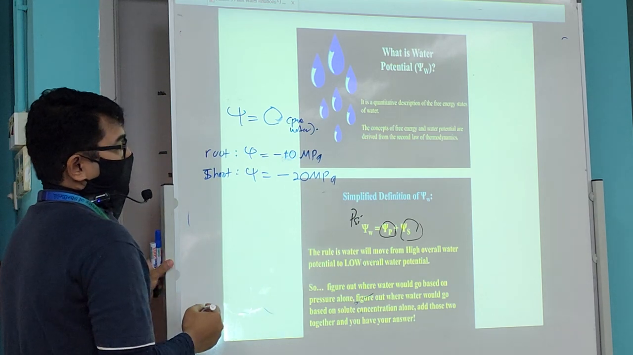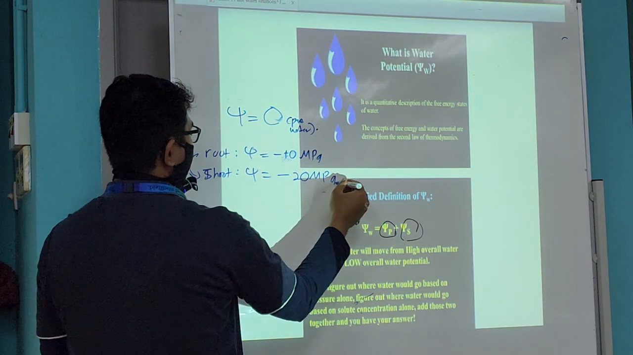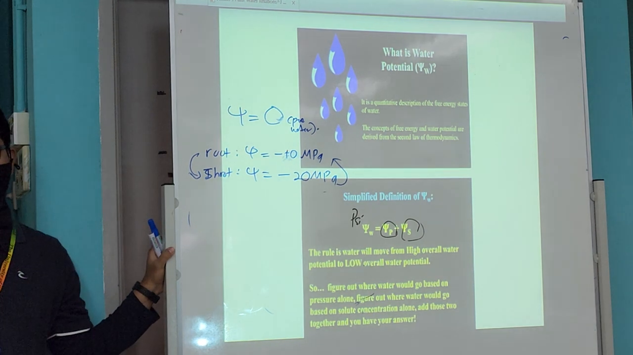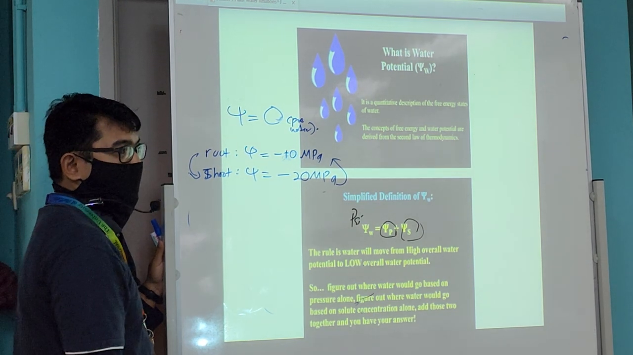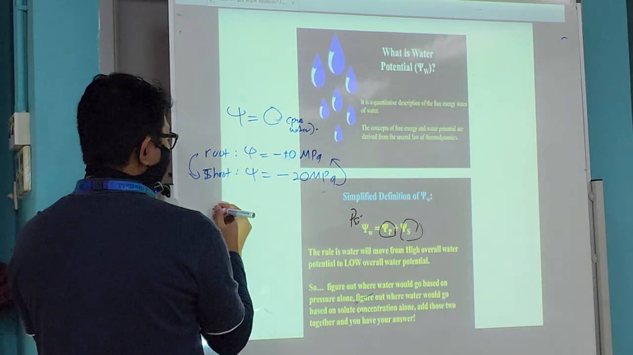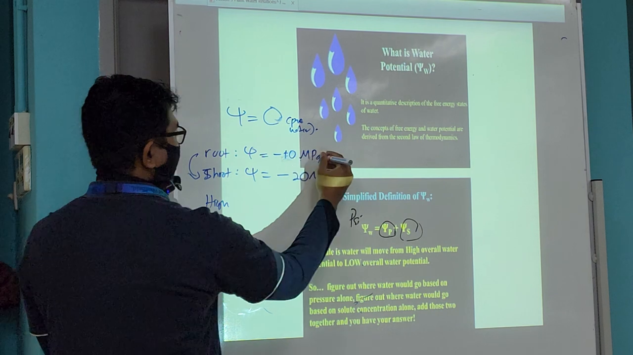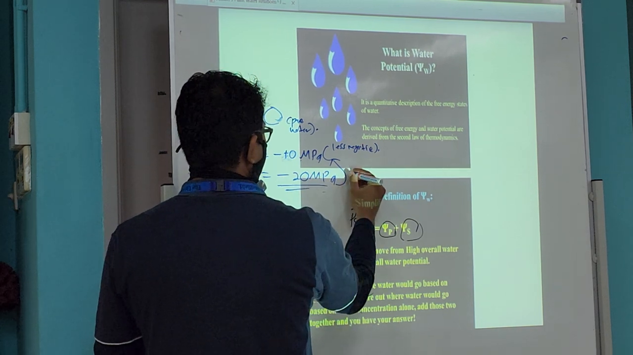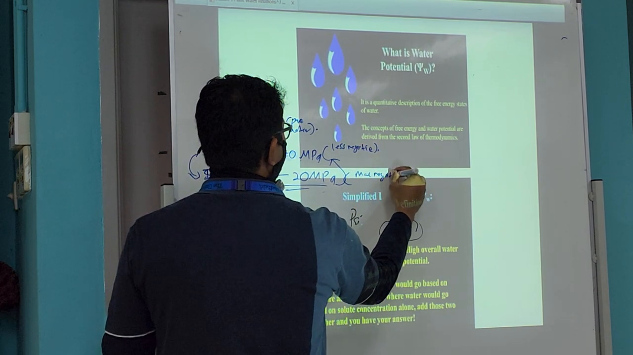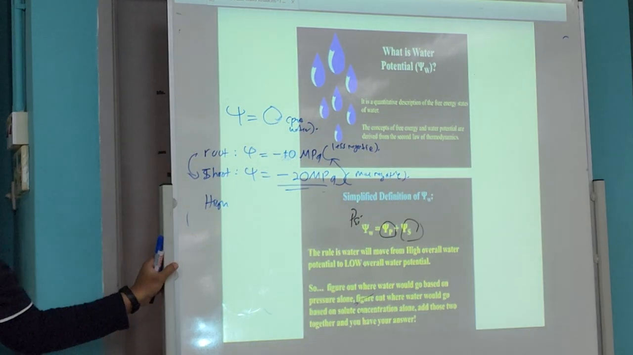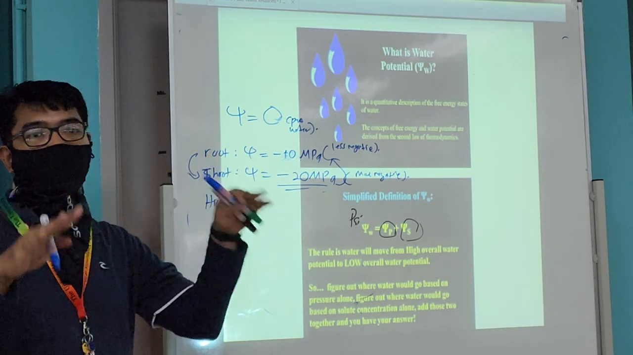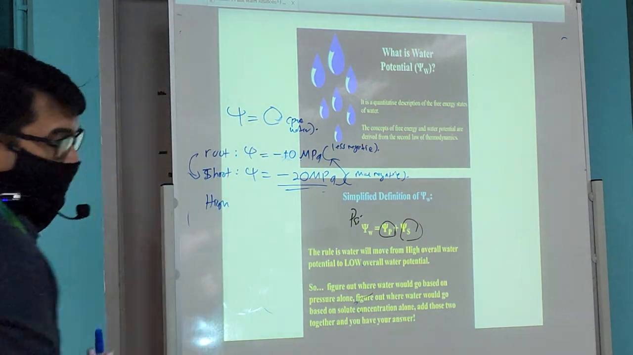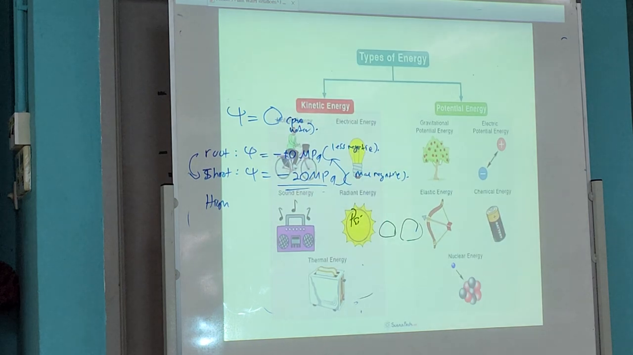So water will move from where now? From the root to the shoot or from the shoot to the root? Why? So it moves from the higher, in this case less negative, to this, which is more negative. Both are negative. So this is one driving force that enables water to go up from the root to the shoot. Okay, so let's look at the components of this.